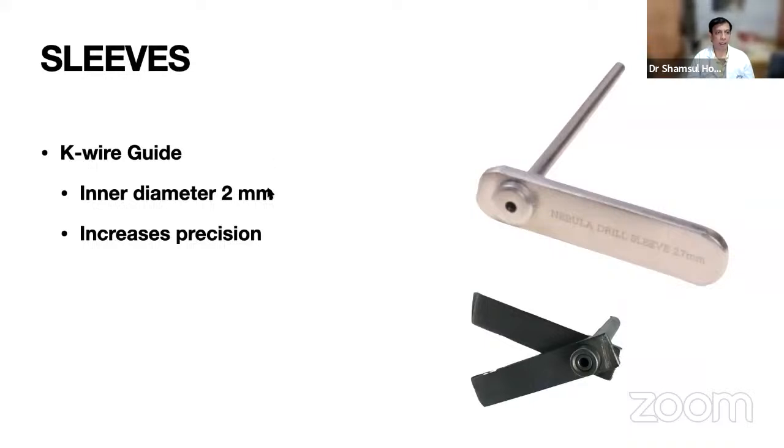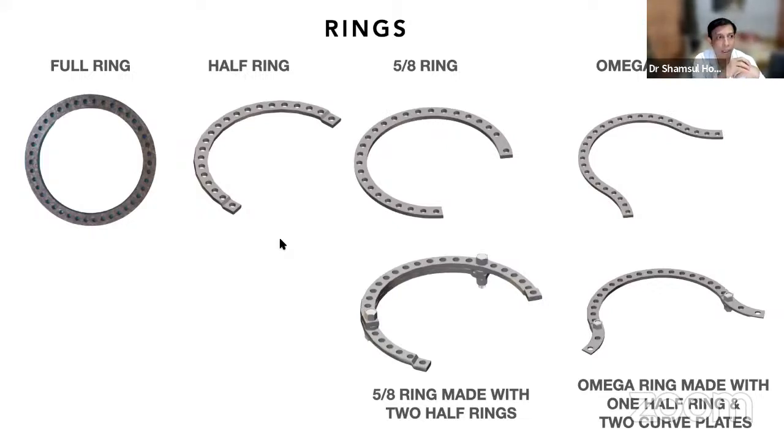These are the K-wire guides with an inner diameter of 2 millimeter, and they increase the precision. You can also guide the control of the direction with this if you want to put an oblique wire. Then we come to the rings.